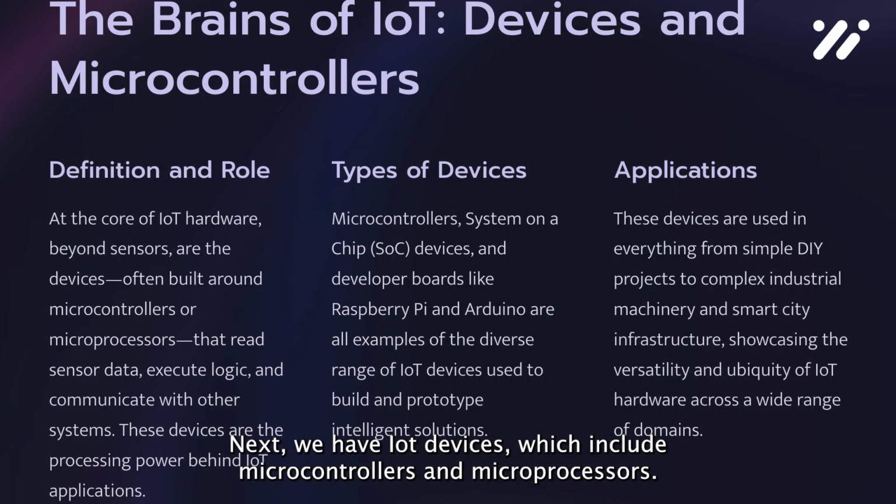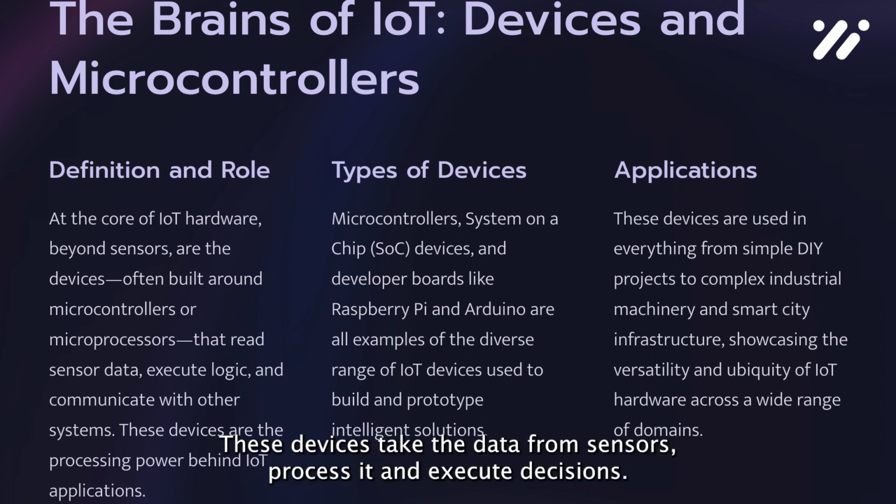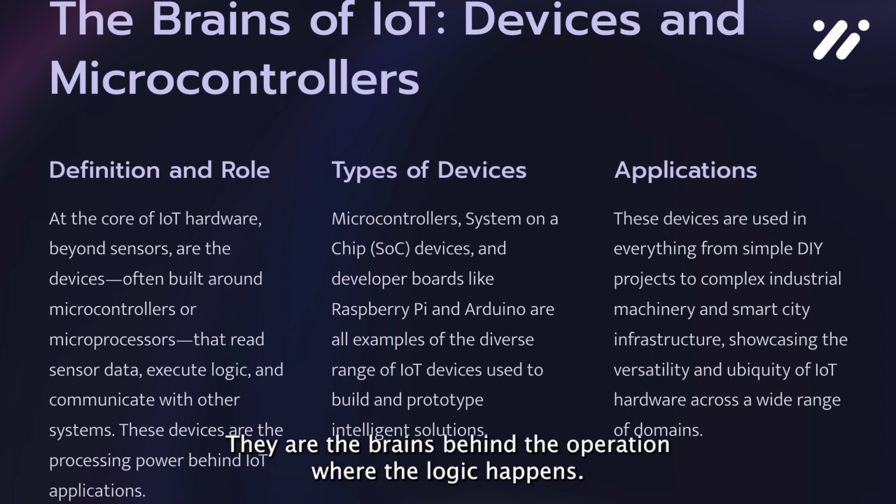Next, we have IoT devices, which include microcontrollers and microprocessors. These devices take the data from sensors, process it, and execute decisions. They are the brains behind the operation, where the logic happens.